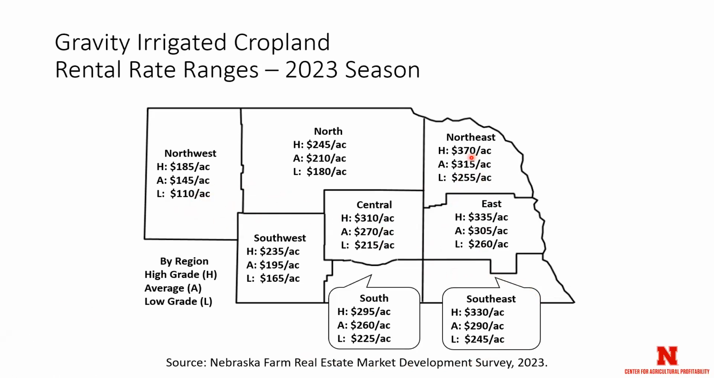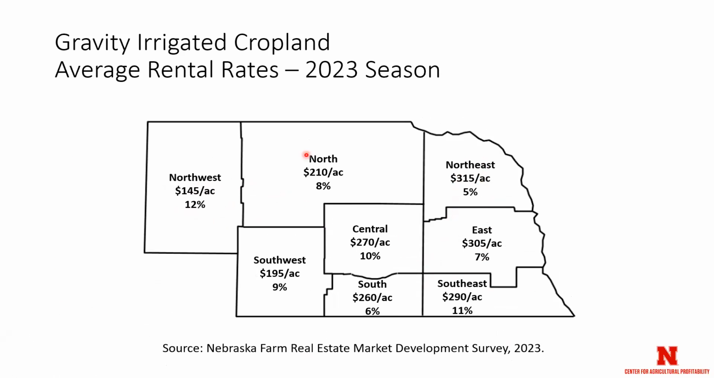My mistake, these are gravity irrigated rates. I wasn't paying attention to my slide header. This is for gravity irrigated rates, and these assume that the landlord owns the irrigation improvement. So if you just have a pump, for example, on irrigated ground, and the tenant provides that component of the system, you would discount the cash rent to account for that.